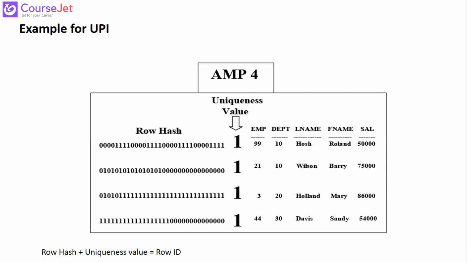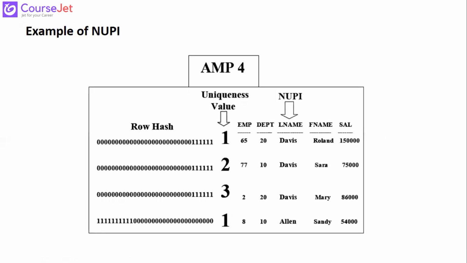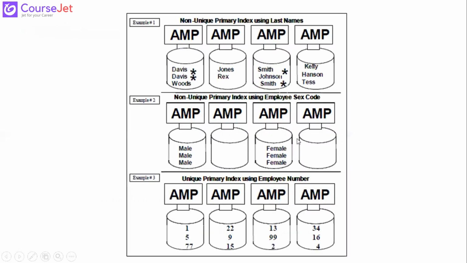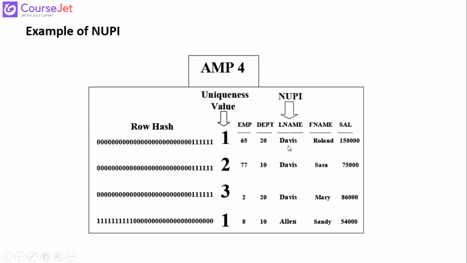And this one is for non-unique primary index. This is again for AMP4, but you see the uniqueness value changes according to the rows. Here the non-unique primary index is defined on the last name of the user. There are 3 Davis and 1 Allen. For Allen there is only 1, and the uniqueness value is given as 1. But for Davis it is incremented, starting at 1, then 2, and then 3.